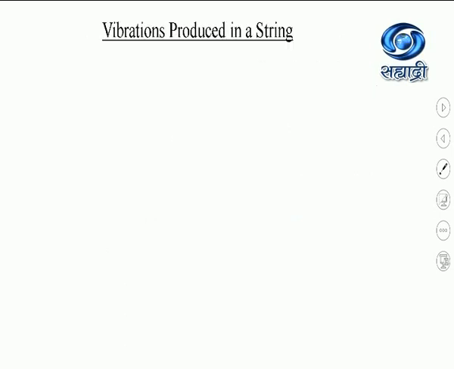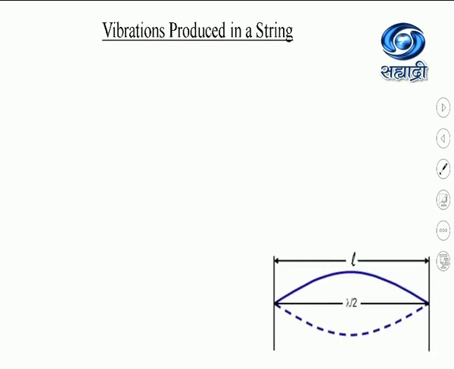Now vibrations produced in a string. Consider a string of length small l having linear density small m, that is the mass per unit length. If tension T acts on the string, this string is stretched between two fixed ends. Now, this string is made to vibrate by plucking it at the center or by holding a vibrator like a vibrating tuning fork near it.